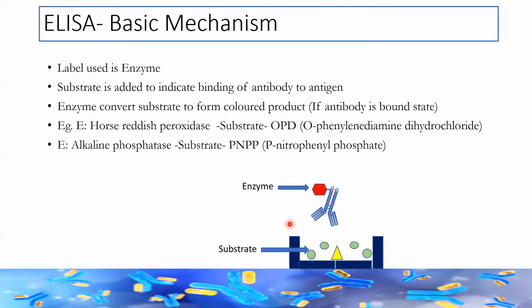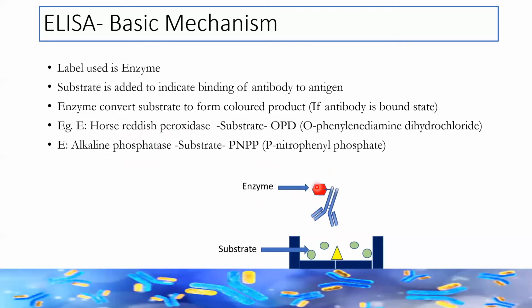Let us understand the mechanism once again. Antigen reacts with the antibody, which is enzyme labeled. The enzymes used here are largely of two types: horseradish peroxidase and alkaline phosphatase. I repeat, the enzymes attached to the antibody are horseradish peroxidase and alkaline phosphatase. Unlike radioimmunoassay, where the antigen was labeled, in ELISA the antibodies are labeled with the enzyme, either horseradish peroxidase or alkaline phosphatase.